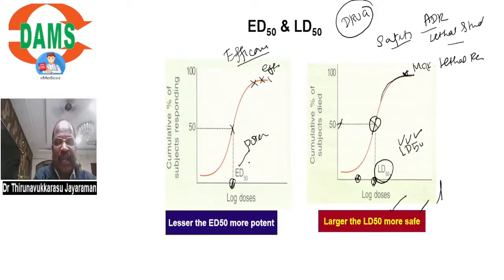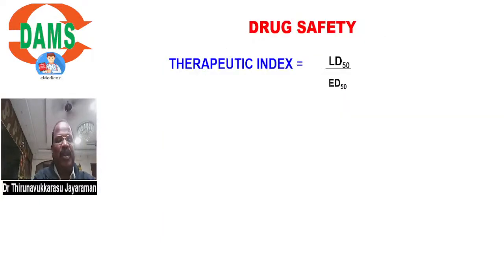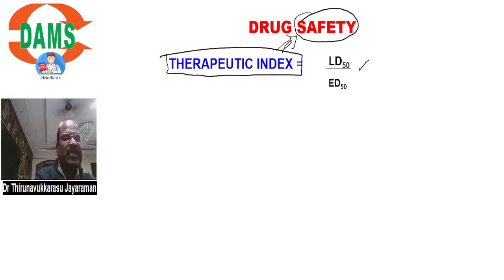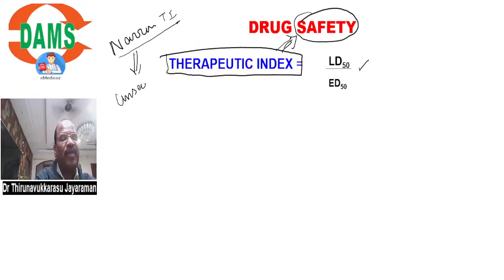So based on ED50 value and LD50 value, we are going to create a formula that is called therapeutic index. The therapeutic index indicates drug safety margin. This is what your question asks. Drug safety is assessed by what? Called therapeutic index, and therapeutic index formula is LD50 by ED50. Now, when you say therapeutic index indicates safety, if we say a drug has a narrow therapeutic index, what do I mean? That means the drug is totally unsafe.